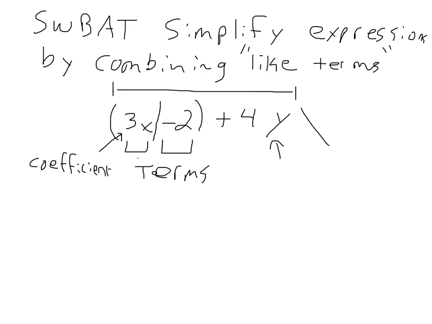Next, we have an arrow going to the y. The y is called, we should know this, a variable. And then we have an arrow pointing to this entire thing. What would all of this be? This entire thing is called an expression. Expressions do not have an equal to sign. If this had an equal to sign, then it would be called an equation. All right, that's the first part.